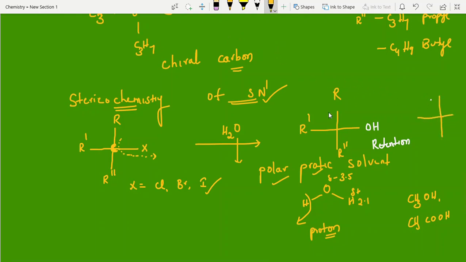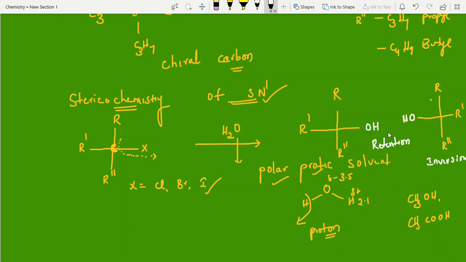Here exactly opposite. Exactly opposite. This is what, OH group here, and this is what, students? R dash, R, R dash, R double dash. Just ulta, these two ulta. This is OH group. OH group is here, exactly inversion, exactly opposite. This is inversion configuration.